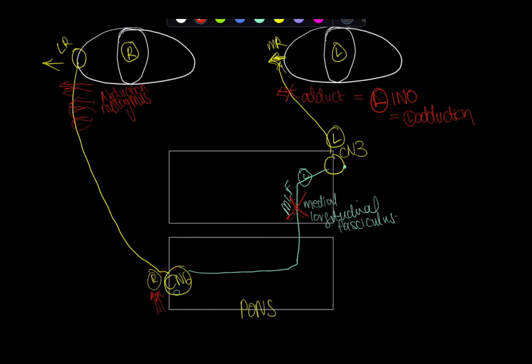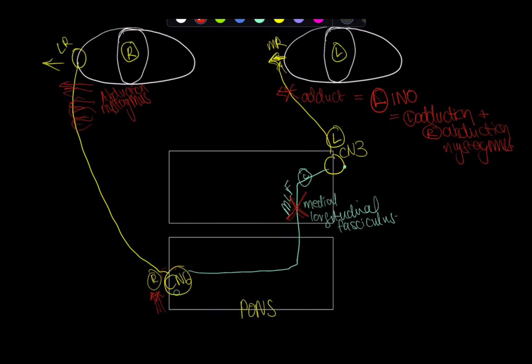So let's say you get a left INO, it basically means you've got a left adduction deficit plus a right-sided abduction nystagmus, or a contralateral abduction nystagmus. So that's essentially in a nutshell what an INO is.